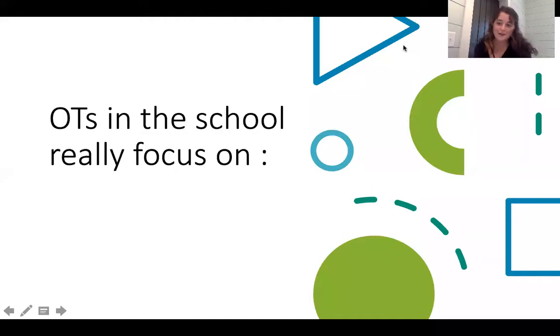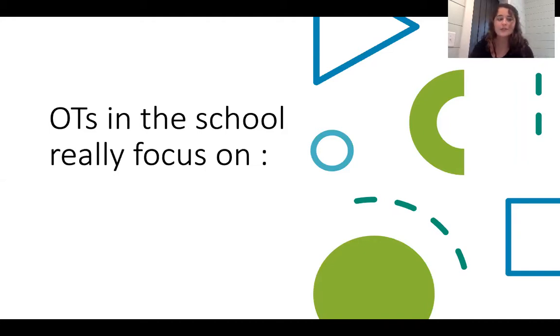So although collaboration in person would be ideal, we're going to talk about OT's role in the school and what they really focus on. We spoke earlier about play, learning, academic success, social participation, and ADLs. Some skills that an OT may work with the client on are fine motor skills, visual motor skills, handwriting, sensory processing, feeding skills, and providing modifications and adaptations to foster more independence and promote learning.